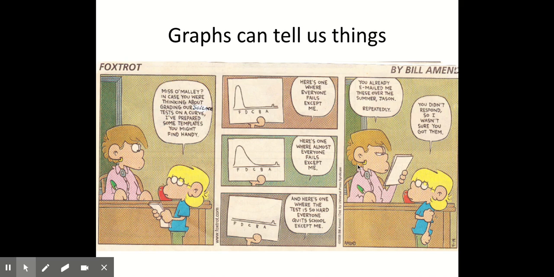Miss O'Malley, in case you weren't thinking about grading our science test on a curve, I prepared some templates you might find handy. Here's one where everyone fails except for me. Here's one where most people failed except for me. And here's the one: the test was so hard, everyone quits except for me.